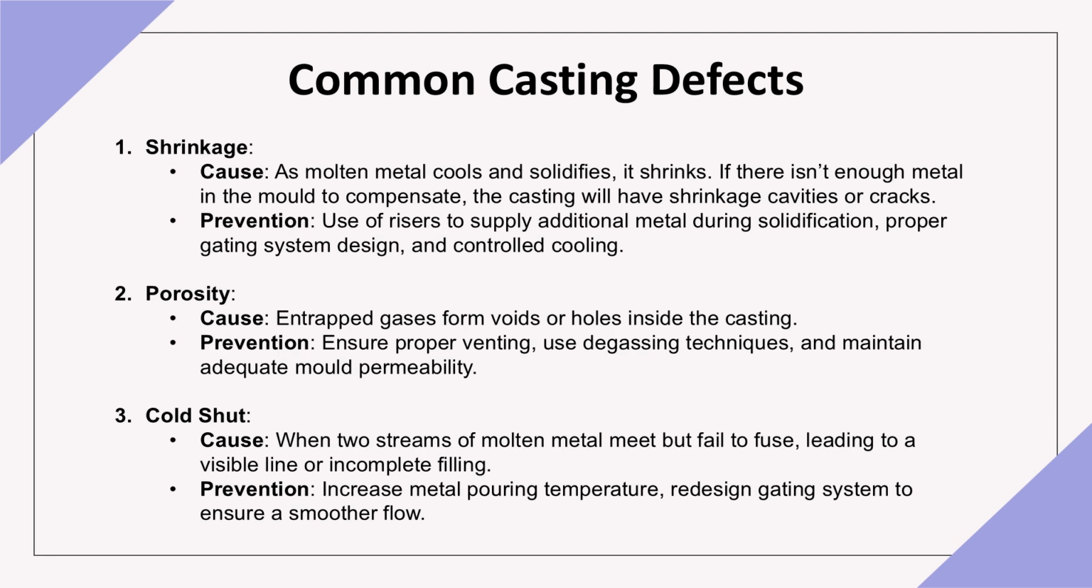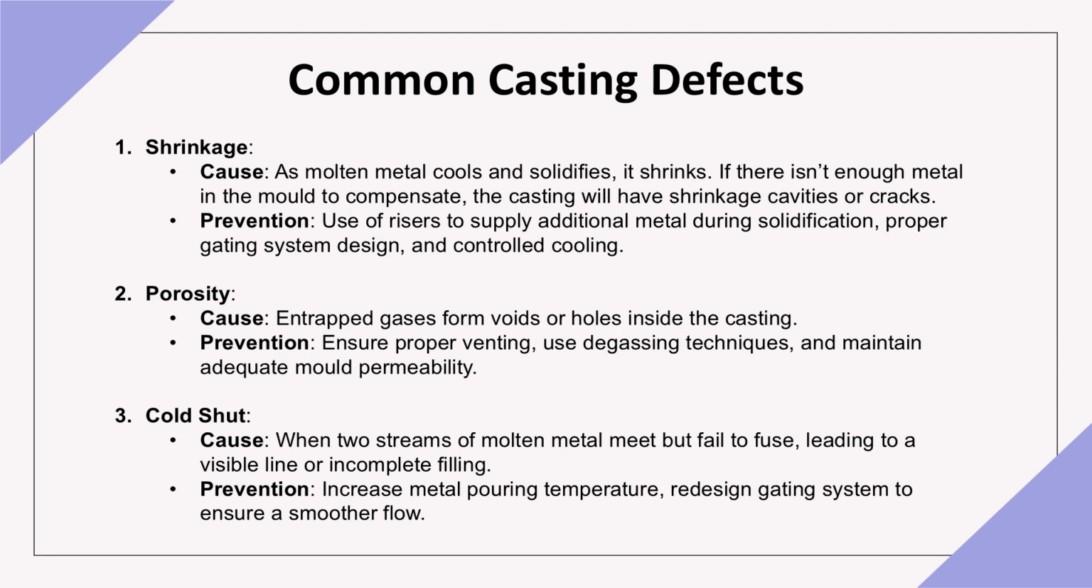This occurs as molten metal cools and solidifies, leading to cavities or cracks if not enough metal is available to compensate. Prevention involves using risers, a well-designed gating system, and controlled cooling. Porosity, caused by entrapped gases forming voids or holes inside the casting. Prevention includes proper venting, degassing, and ensuring adequate mold permeability.